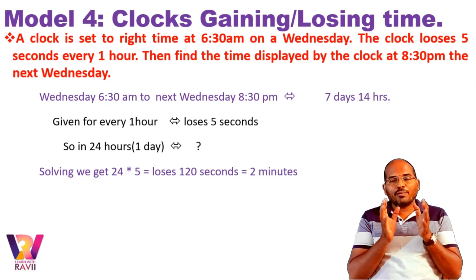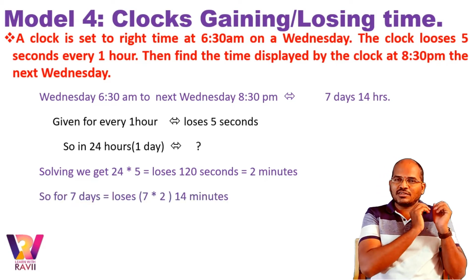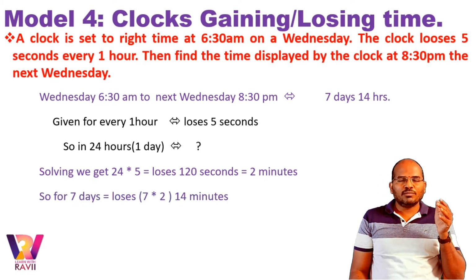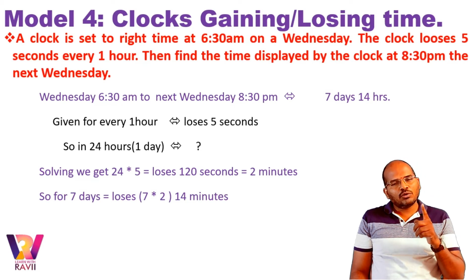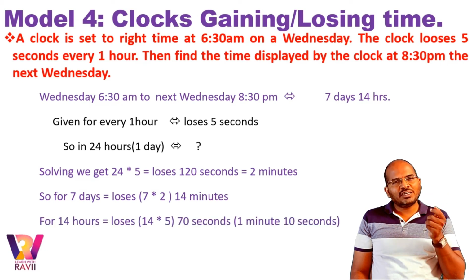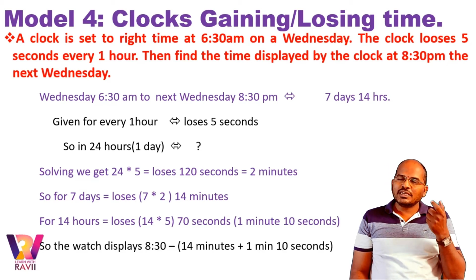But we have a time gap of 7 days and 14 hours, isn't it? So let us find the time lost in 14 hours. In 1 hour, it loses 5 seconds. In 14 hours, it loses how much? 14 into 5, that is 70 seconds. So 70 seconds is 1 minute 10 seconds. So on the whole, it loses 14 minutes in 7 days and 70 seconds in 14 hours.